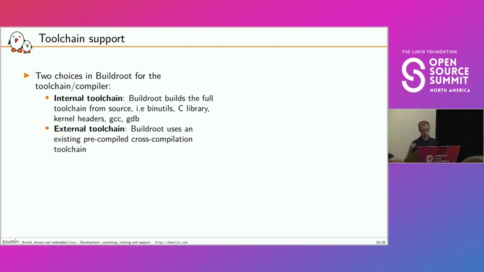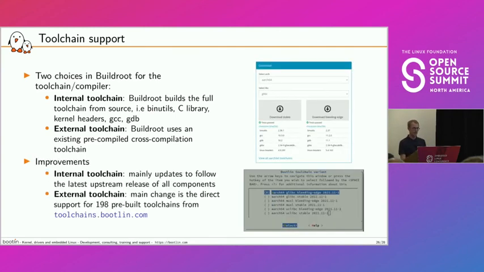And my last slide, because I see I'm progressively running out of time, is on toolchain support. So for the cross-compiler, in Buildroot, we support two mechanisms. Either we build it from source, or we use a pre-compiled compiler that you have from, I don't know, your hardware vendor. And here, the main improvements were on the internal side, so when we build the toolchain ourselves, is basically keeping up to date with the latest version of GCC, binutils, glibc, uClibc, musl, and all those things.